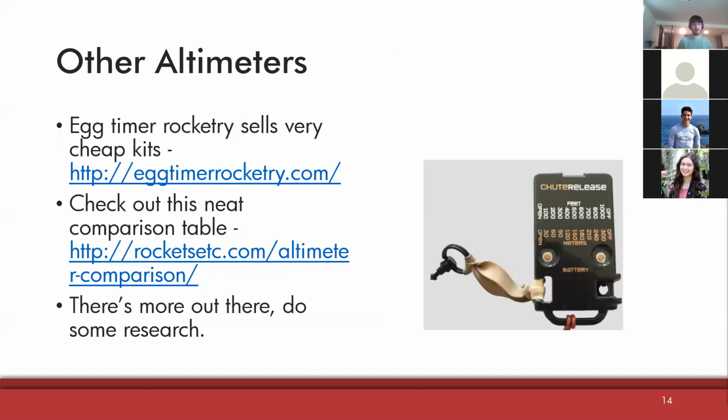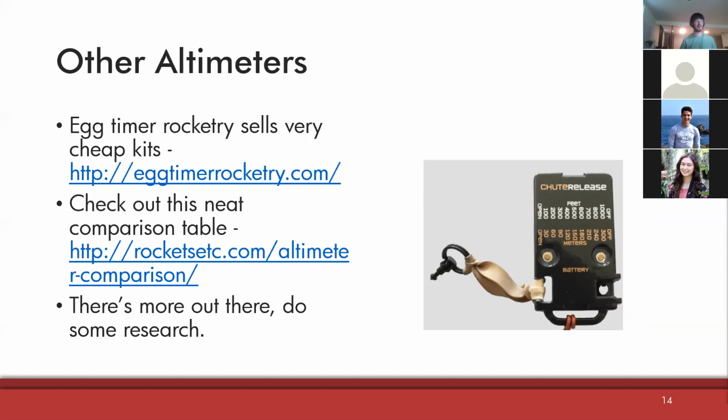Moving on, in case you guys are looking, if you ever want to get your own altimeter or want to look at what else is available, I think one of the more interesting series I've recently found, if you go on eggtimerrocketry.com, they sell some really cheap kits for altimeters. I don't really know how they get them that cheap. I guess that's probably because they're not paying anyone to assemble them. But I know they sell a dual deploy altimeter for like $35. I think there's a $25 one too.